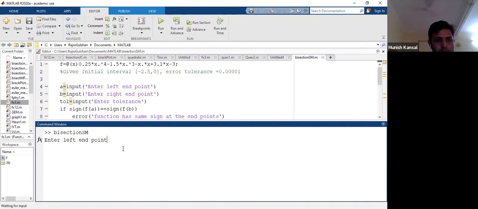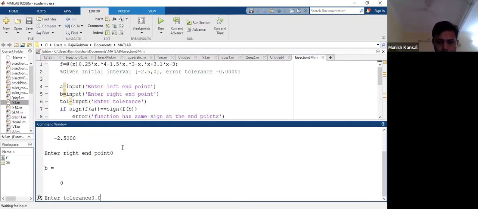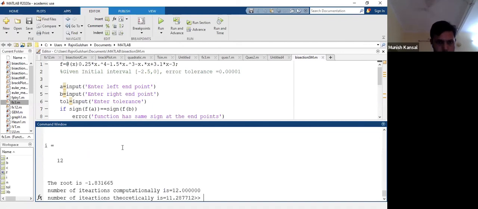So it is asking enter left hand point. My left hand point is minus 2.5, right? Then enter right hand point, that is 0. Then enter tolerance, that is 0.001. Now this is your answer. The root is minus 1.831665, right? So the number of iterations computationally is 12, right?